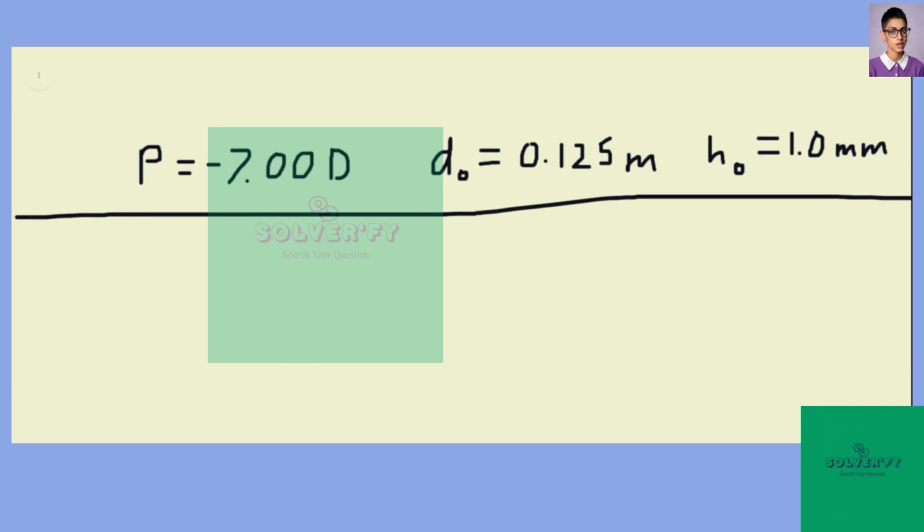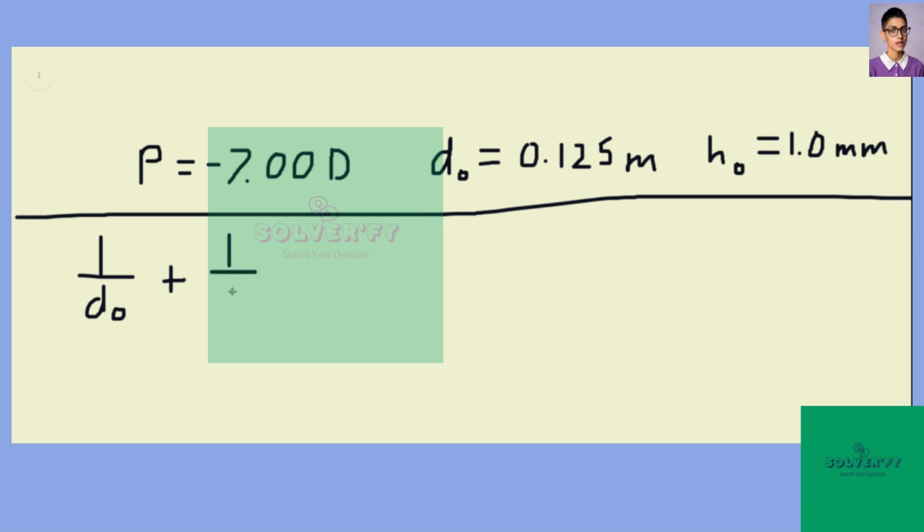So I wrote up top what we were given, where the power of the lens is -7 diopters. The distance to the object is 0.125 meters, which I converted from centimeters. And the height of the object, h0, is 1.0 millimeters here. Okay? So we can use equation 23-7 and 23-8 to find the image distance, and then we can use equation 23-9 to find the image height.